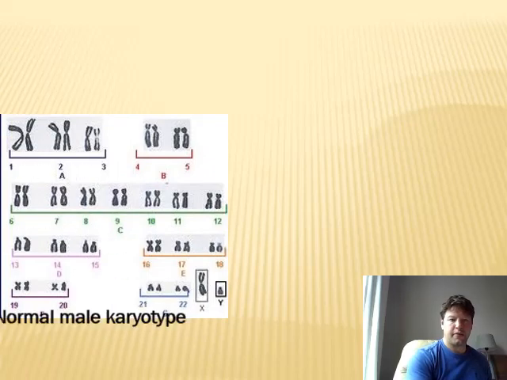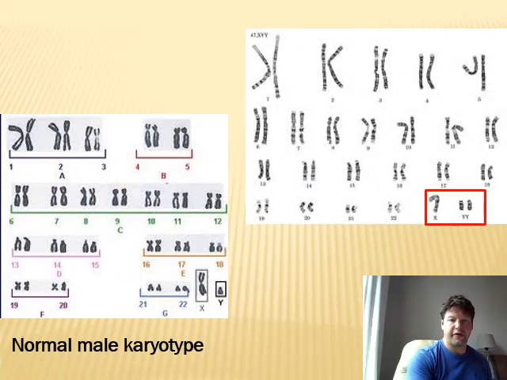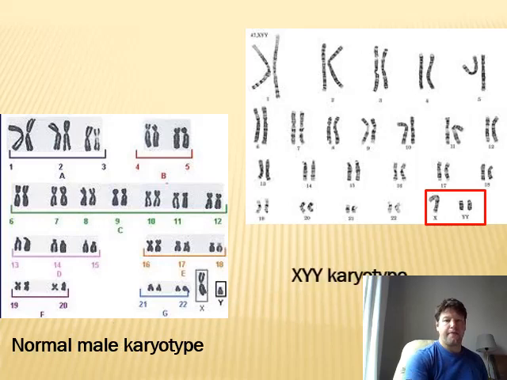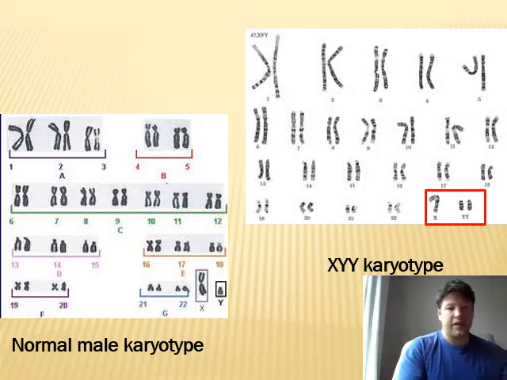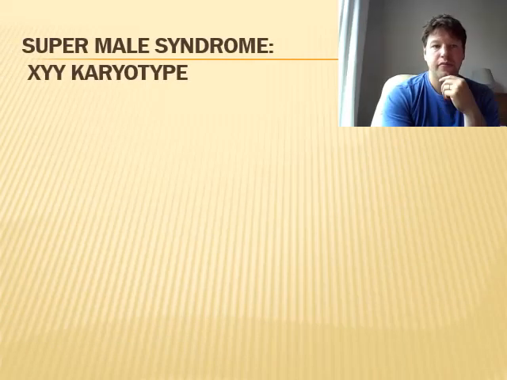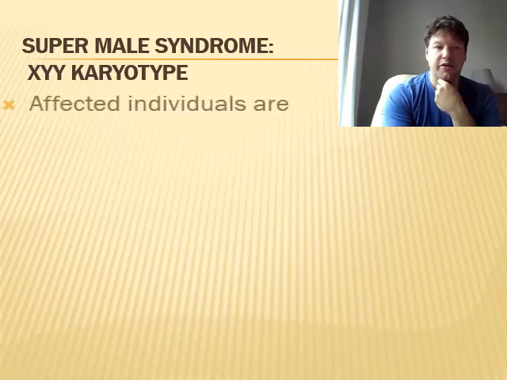Okay. So here, just to run through one of the differences they found. On the left is the normal male setup, and on the right is where they found a slight difference. You'll see that the X is slightly different, and you'll see that there are also two Y's. So they sometimes get XYY. We're going to look very quickly at what they found with people with this genetic variance. Okay, XYY, super male syndrome.